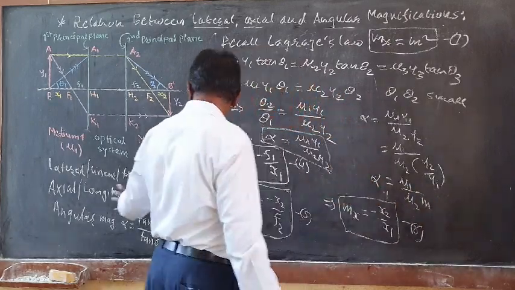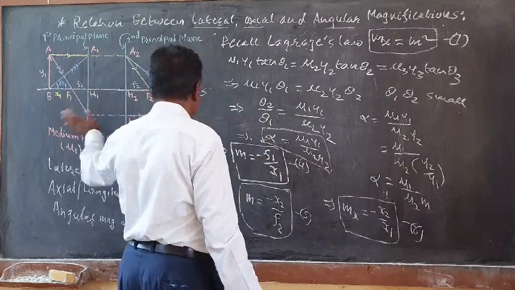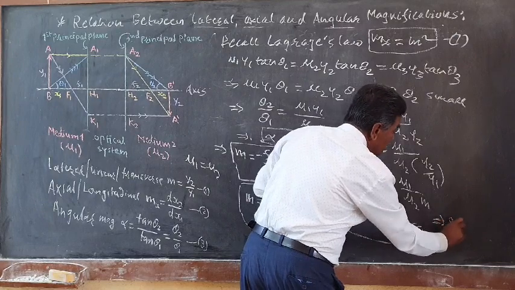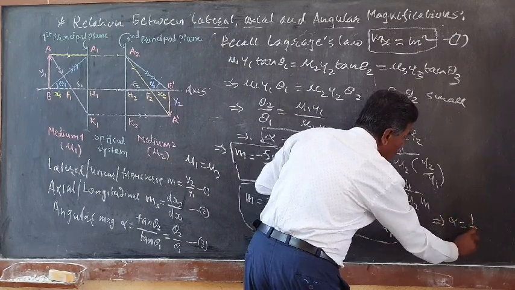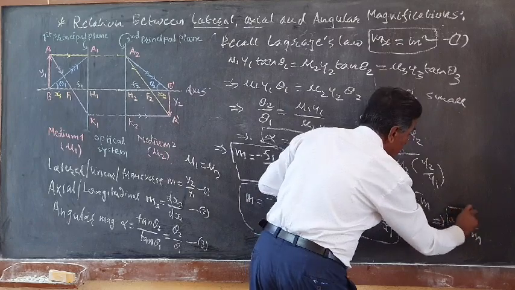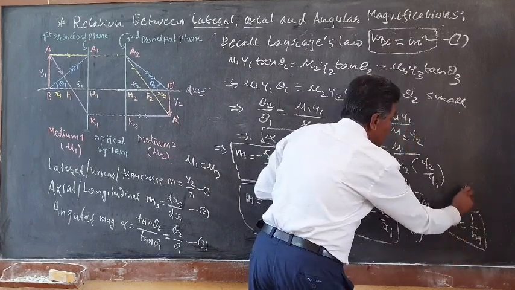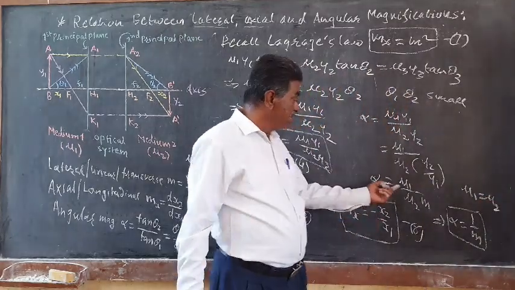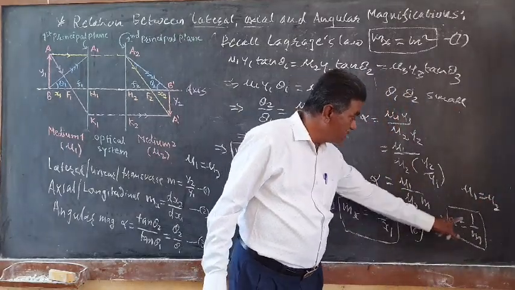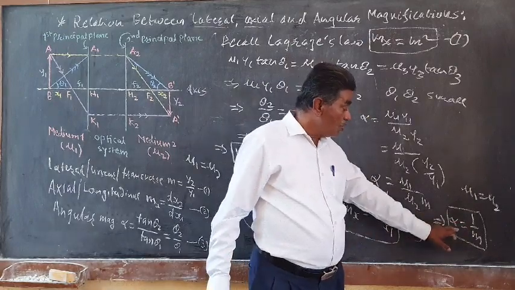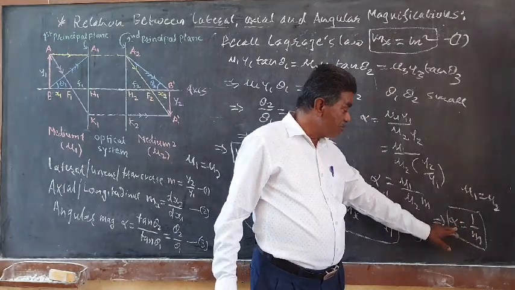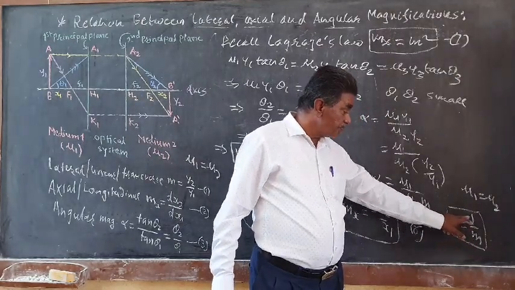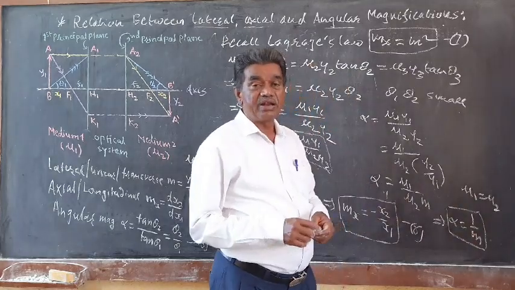If the media on both sides of the optical system are the same, then mu1 is equal to mu2, and we can write alpha is equal to 1 upon m. So this is the relationship between the angular magnification and the lateral magnification: the angular magnification is the reciprocal of the lateral magnification.